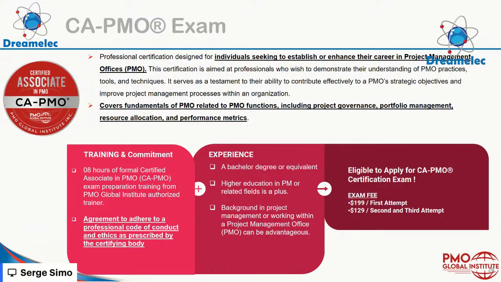And you can do the exam. You have 1 year to pass your exam when your application has been accepted. And in case the first attempt is not a successful one, you still have 2 attempts within the same year. And for each of those 2 attempts, you'll pay $129. Yes, that is for the CA-PMO.